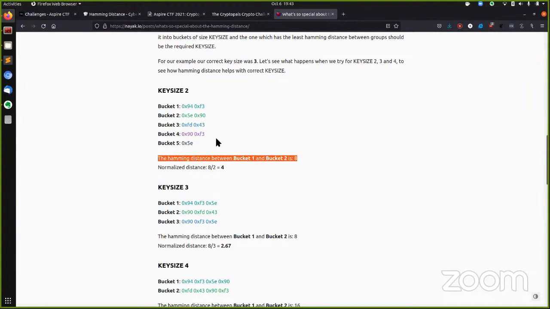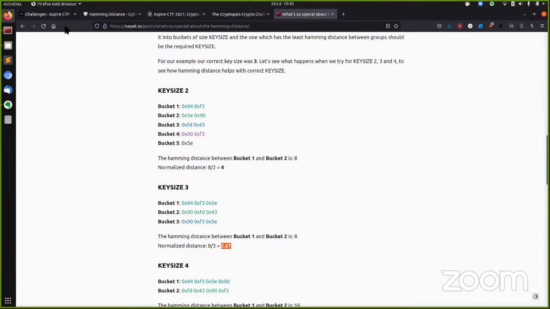So in this case, the Hamming distance calculated here is 8. But again, remember we are using different key sizes. So to ensure that the data is normalized, we usually divide that by the key size. As in our case, the key size is 2. So we divide it by 2 to get 4. For this one, for a key size of 3, the Hamming distance is again 8, but if you divide by 3, that becomes 2.67.